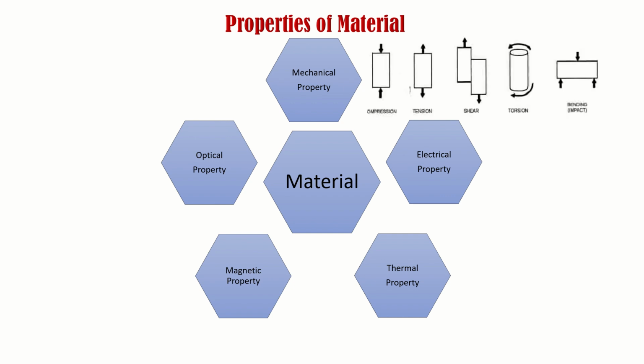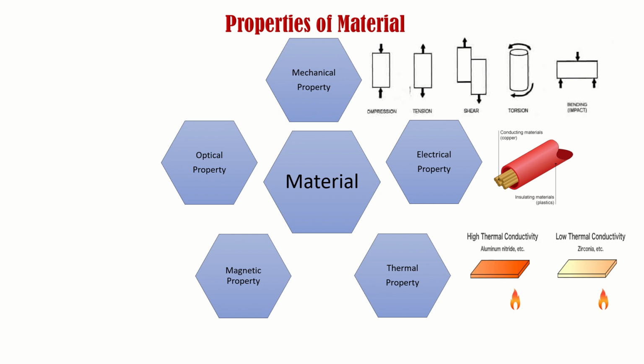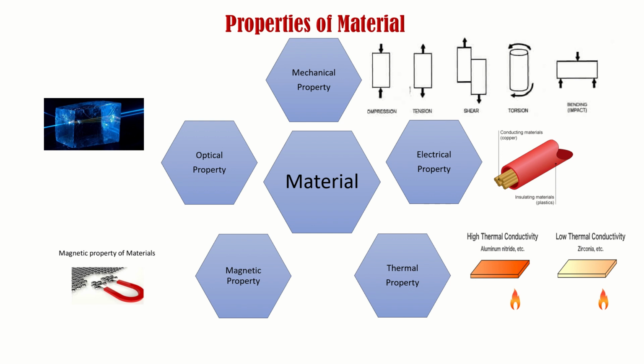Mechanical property, by the name itself, covers all the mechanical forces: pushing force, pulling force, twisting force, bending force. How the material behaves under those forces is called mechanical property. The conducting and insulating nature of a material with respect to electricity defines the electrical property. The absorption of heat defines the thermal property. Attraction towards a magnet defines the magnetic property. How it behaves when exposed to light, whether refracting, deflecting or reflecting, is called the optical property.